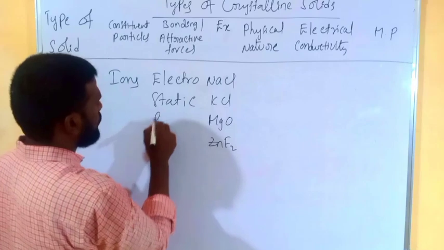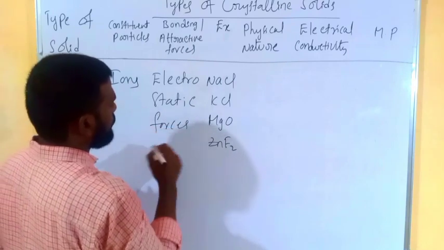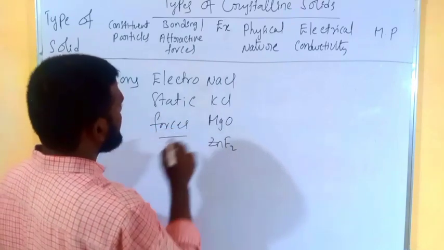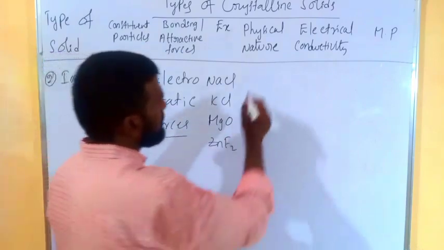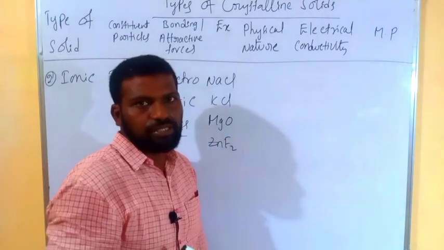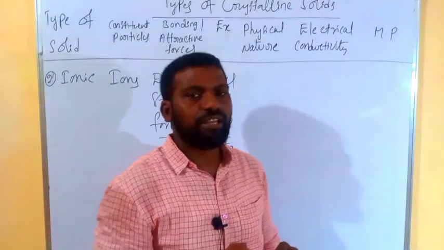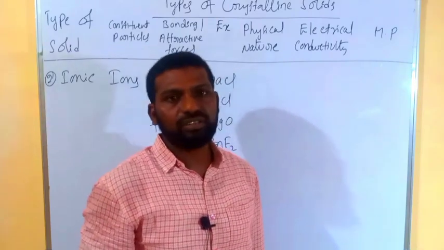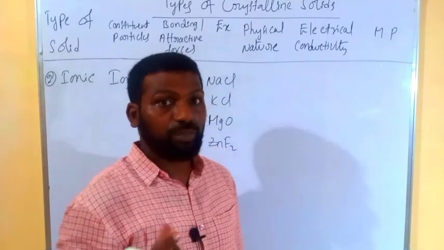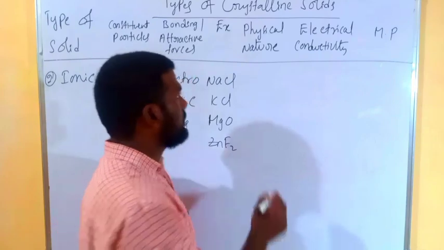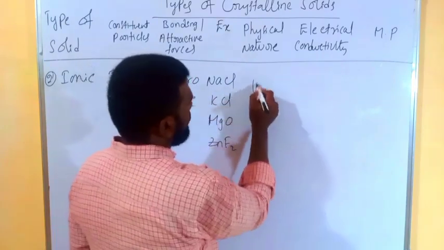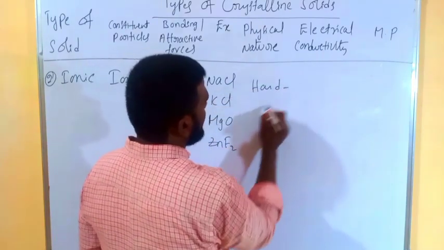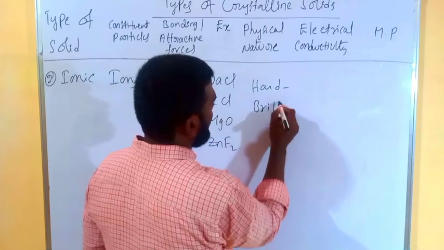Electrostatic forces. These are very strong forces. And what is their physical nature? What is the physical nature of salt? Salt is very hard but brittle. It can be broken easily. So ionic solids are very hard but brittle in nature.